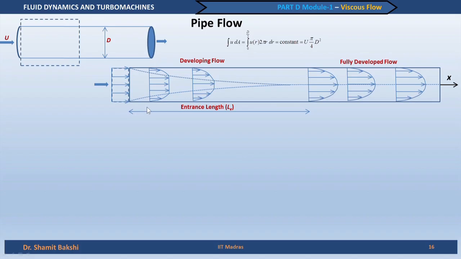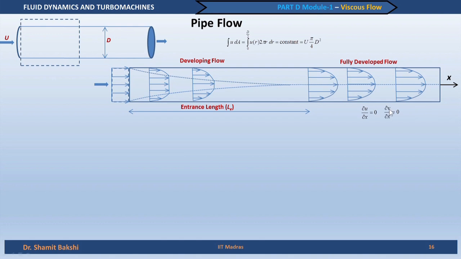This length is known as the entrance length. So, this is the length through which the flow has to travel to get a fully developed profile, and in the fully developed profile del u by del x is equal to 0. That means the velocity in the x direction, u, will not change along the x direction any further.